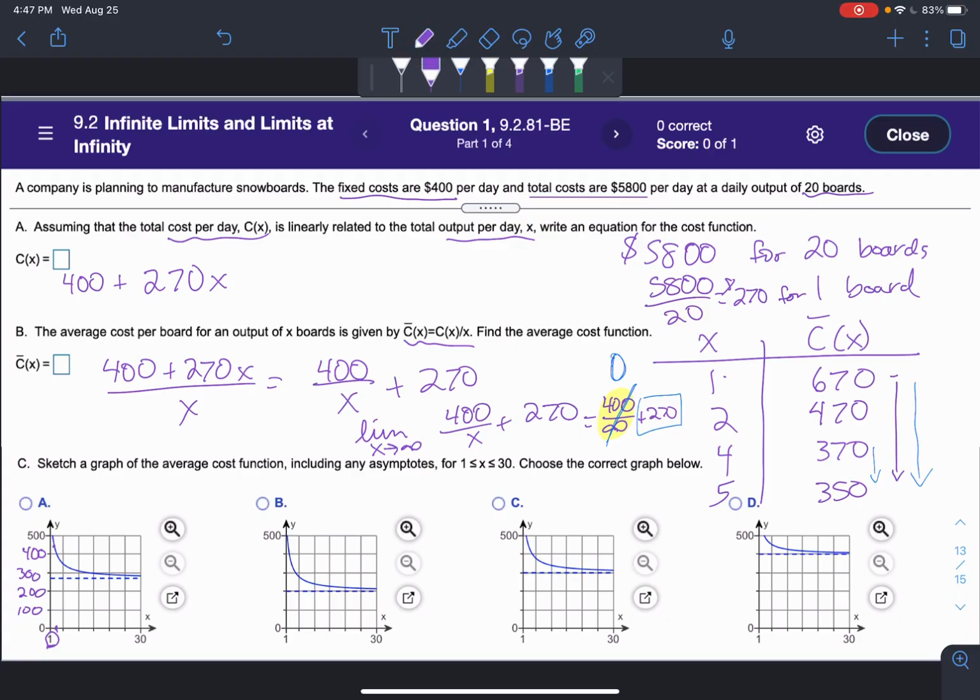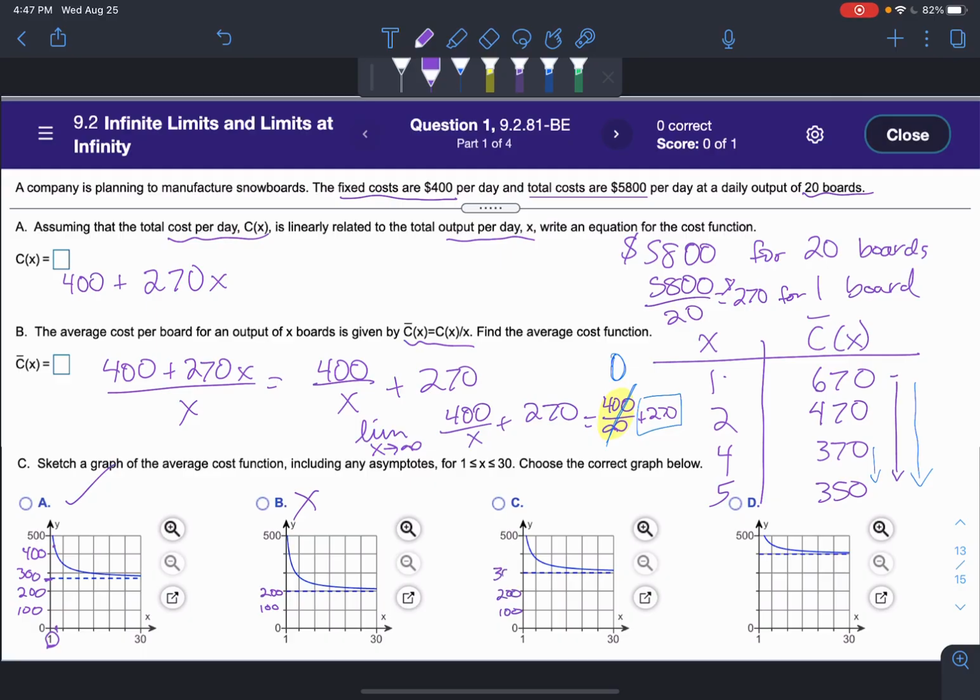This one, 100, so that's right at 200, so probably not it. 100, 200, 300, again, probably not it. And then this one is at 400, so A is our correct answer.